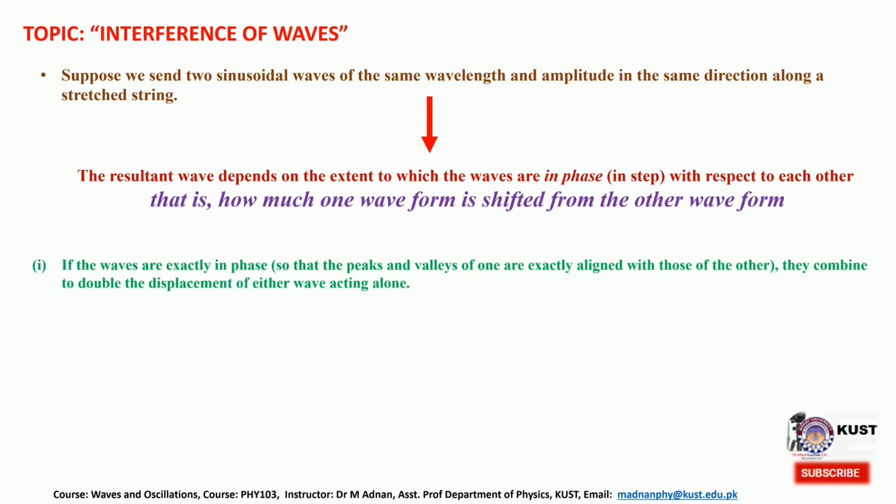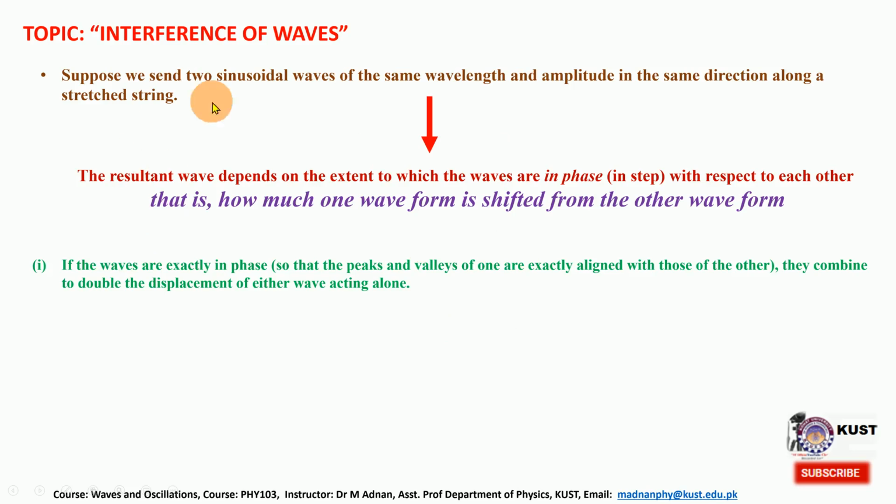So the resultant wave depends upon the following two conditions. That is, if the waves are exactly in phase, having the rest of the parameters the same, we will see the mathematical descriptions of this slide in a minute. But first we are discussing these conditions.